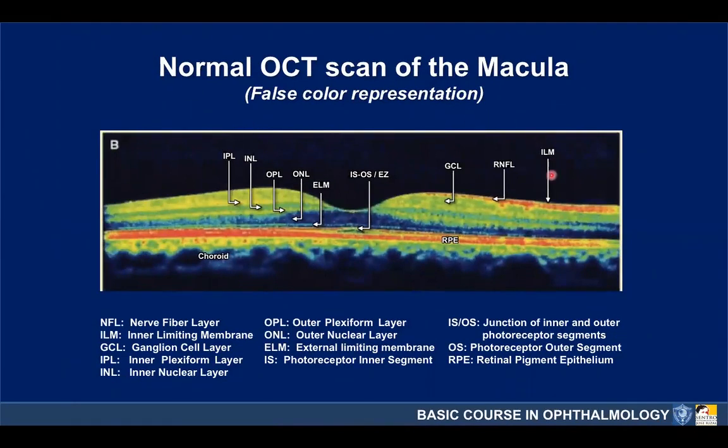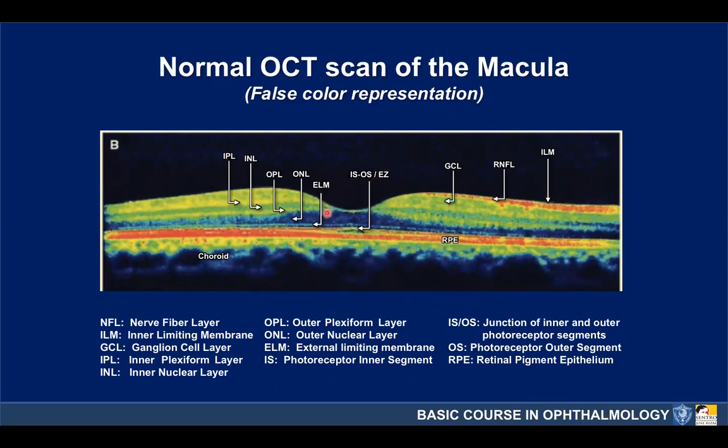Very quickly, the internal limiting membrane, and then the retinal nerve fiber layer, ganglion cell layer. Next to that is your internal plexiform layer. And this green line is your internal nuclear layer. Then this yellow line here is your outer plexiform layer. And this blue area is your outer nuclear layer. And this green line there is your external limiting membrane. And finally, this broad red line is your RPE. So there you have it, the layers of the retina.